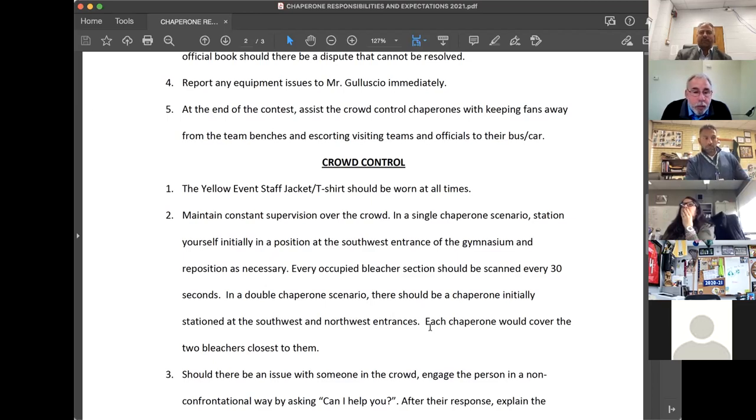In a single chaperone scenario, most of those are a junior high contest. You would station yourself initially in the southwest entrance of our gymnasium and then reposition as necessary. You're going to scan those bleachers, every occupied bleacher section, every 30 seconds. It's a check for you and for them. Because I'm going to tell you something, if you have a student section and they know that chaperone is taking a look every 30 seconds, they're less likely to do something they shouldn't be doing. If we have a double chaperone, then we have a southwest and a northwest, and they cover the two bleachers closest to them, 4 in total. And after that, we would have add-ons, and those add-ons would get additional responsibilities.